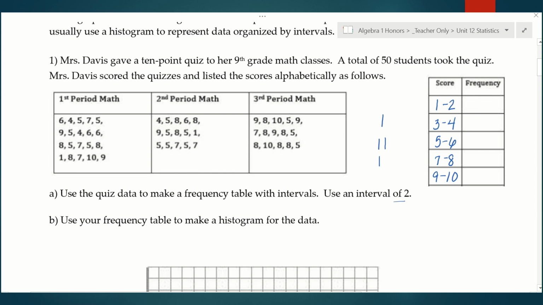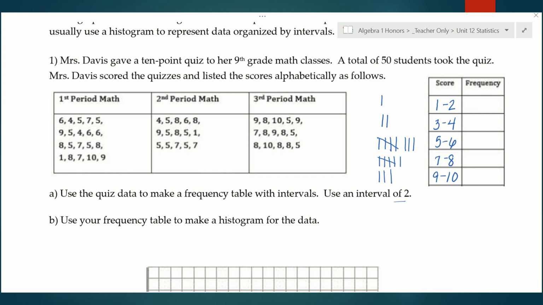7, 5. Now I'm looking at row 2: 9, 5, 4, 6, 6, 8, 5, 7, 5, 8. And I'm on the last row of period 1: 1, 8, 7, 10, 9. Okay, now I'm going to go to period 2 and I'm going to continue to add on to my frequencies.